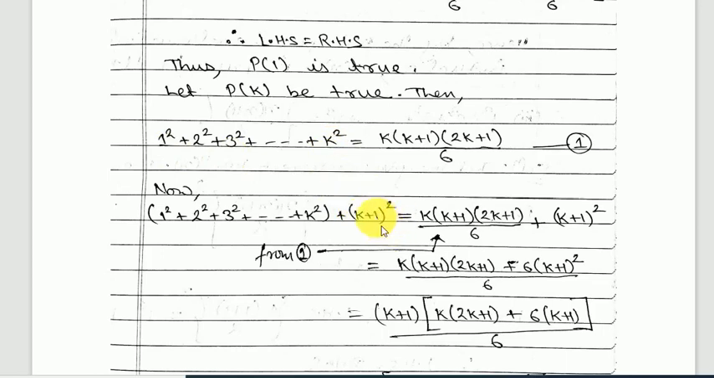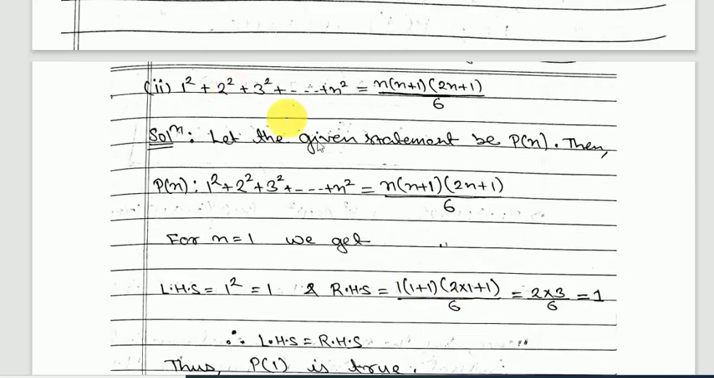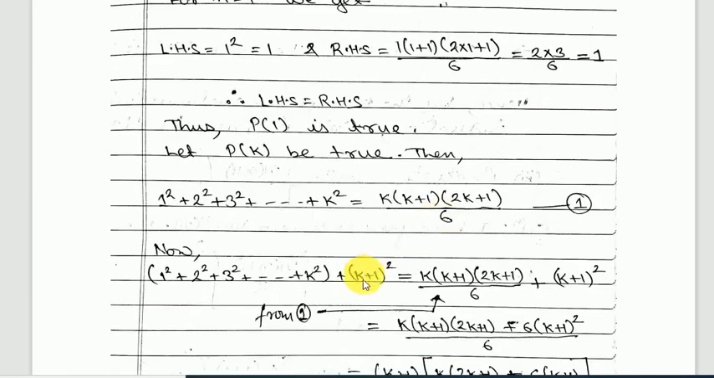Now from equation 1, whatever you've written in the first bracket is equal to k into (k plus 1) into (2k plus 1) upon 6, then plus (k plus 1) whole square. Now we will simplify this. We have to show that, like here, if the last term was n square, then we got n into (n plus 1) into (2n plus 1) upon 6. But here our last term is (k plus 1) whole square.